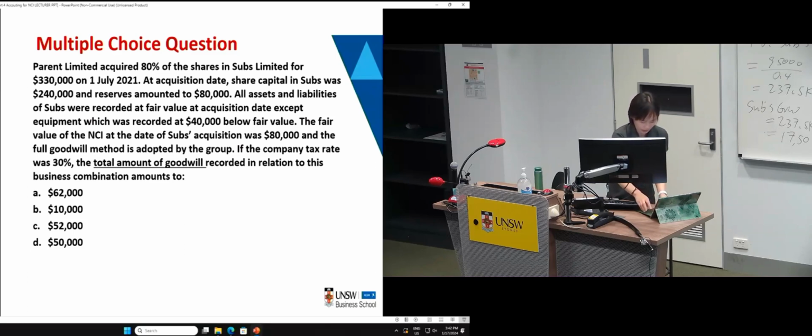So which one do you think is correct? No, still working on that? Yeah, don't worry, keep working on it. So has anyone got the answer? A, the 62,000, any different opinion? Gao Feng? Yes. Do you agree, A? Not agree or not sure? Not sure, okay.